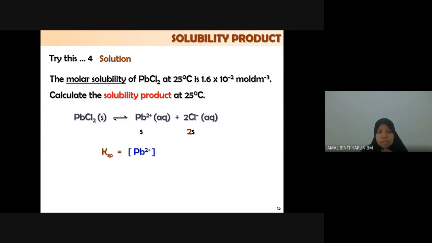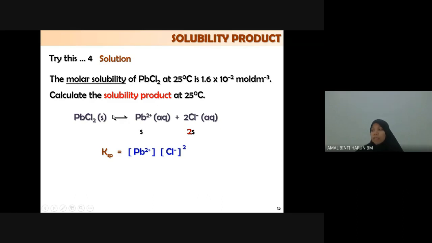Okay. So contoh seterusnya adalah we have molar solubility. So molar solubility dengan solubility sama. Tapi kita biasa cakap solubility tu sebagai gram per liter. Gram per dm cube pun boleh. Okay. Sekarang dia bagi 1.6 exponent negative 2 mol per liter. Calculate the solubility product KSP.